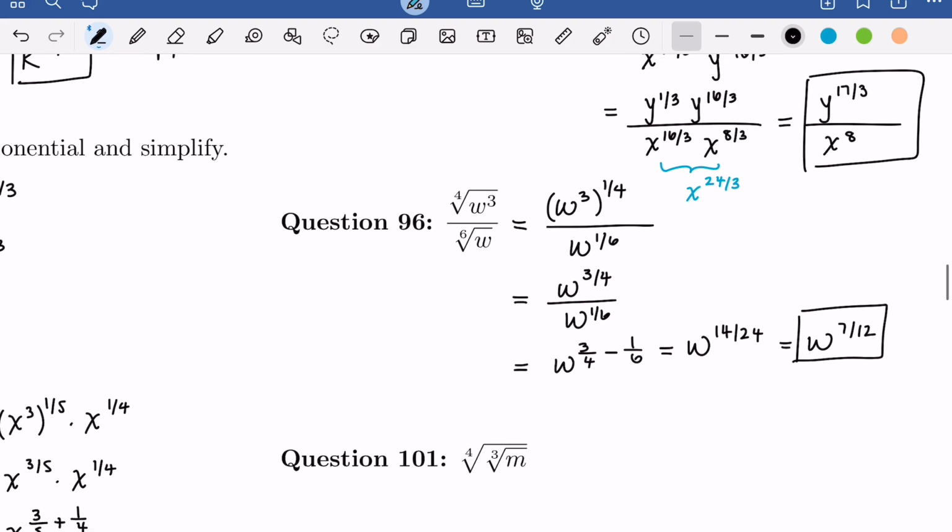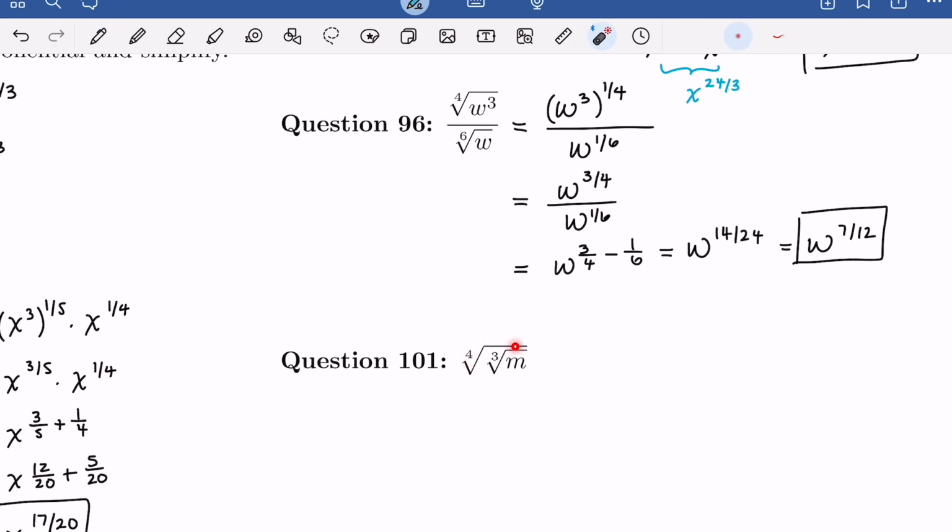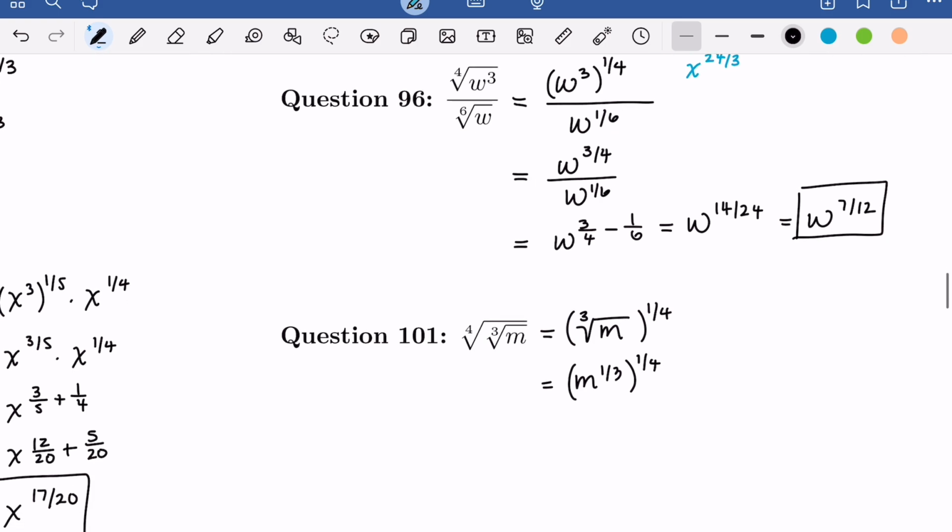And then lastly, let's look at 101 here. This one's a little funkier. We have the 4th root of the 3rd root of m. But again, let's just use our exponent rules here. So the first thing we'll do is write this radical as an exponential. So this is the same thing as the 3rd root of m raised to the 1/4 power. Now inside our parentheses here, this is the same thing as m raised to the 1/3 power. So that is our expression written as an exponential, but we also know that we can multiply these guys here. So our final answer here would just be m raised to the 1/12 power.